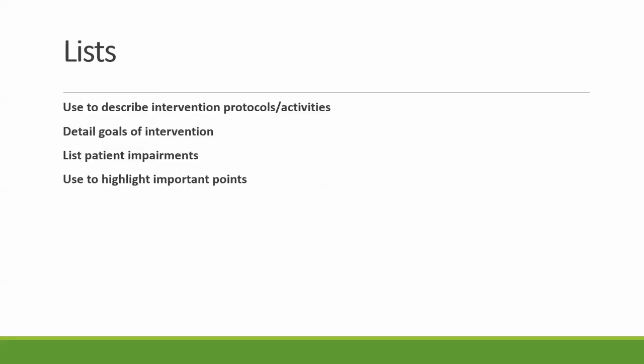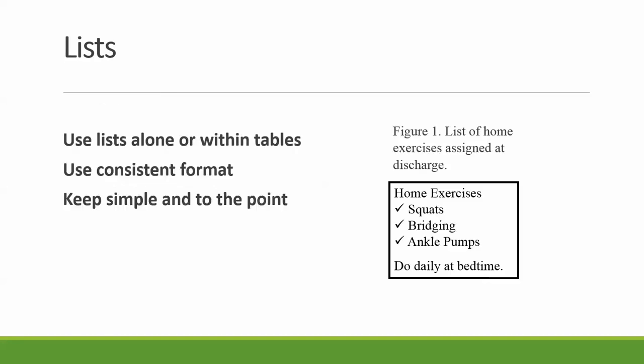Lists are used to describe intervention protocols and activities. I showed an example of one a little bit earlier. Lists also detail goals of intervention. They list patient impairments and are used to highlight important points. The use of lists alone or within tables can be done. The use of lists, they should have a consistent format and keep them simple and to the point.